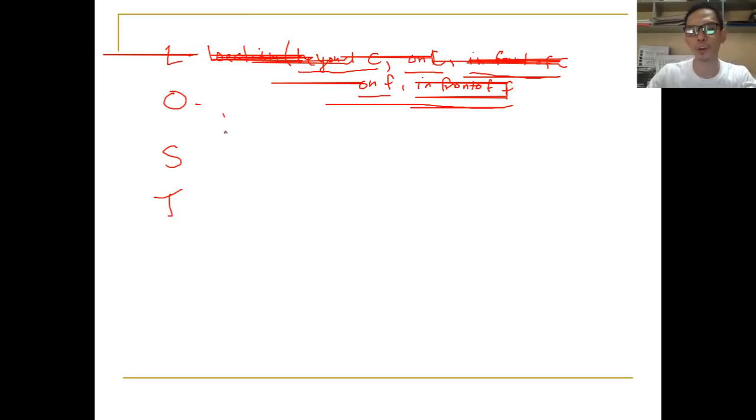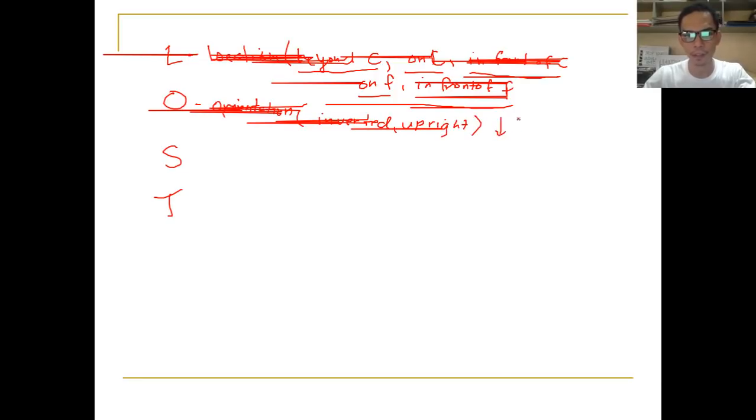Next, when we talk about O, it talks about orientation. So what do we mean by orientation? It is inverted or upright. So technically, inverted and upright images. Next one, the S stands for size. What is the size of the image? Is it reduced, same, or enlarged? So that's the size.